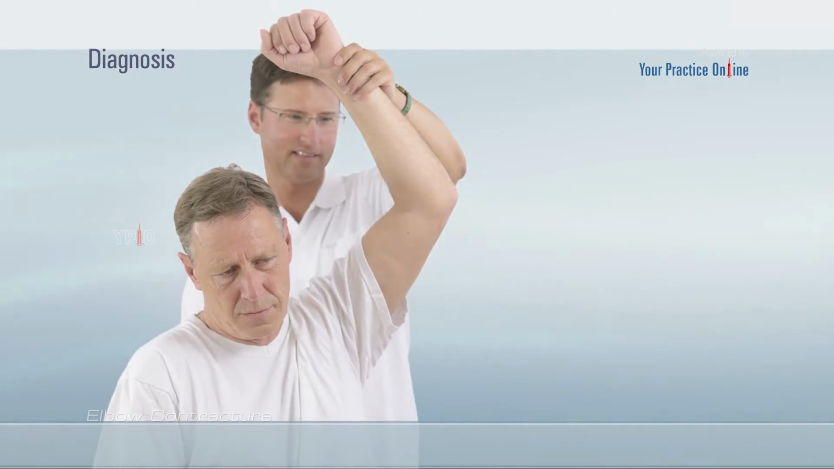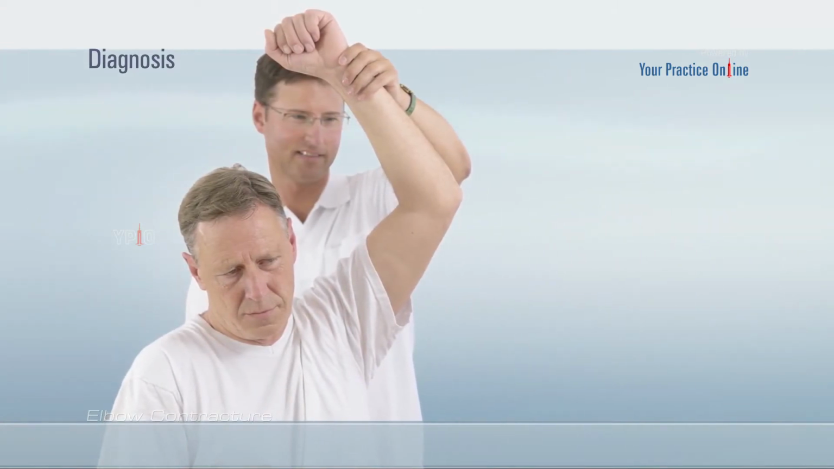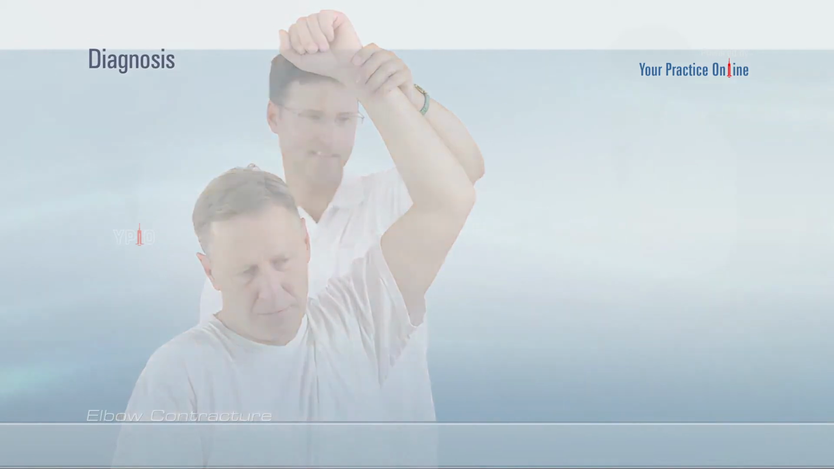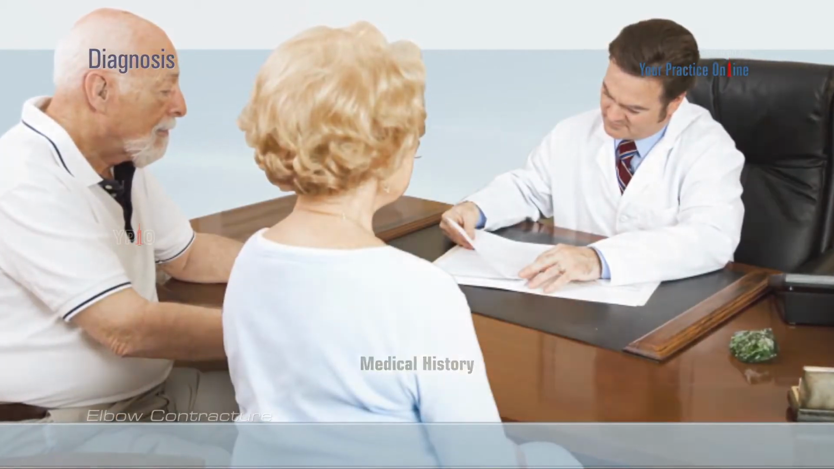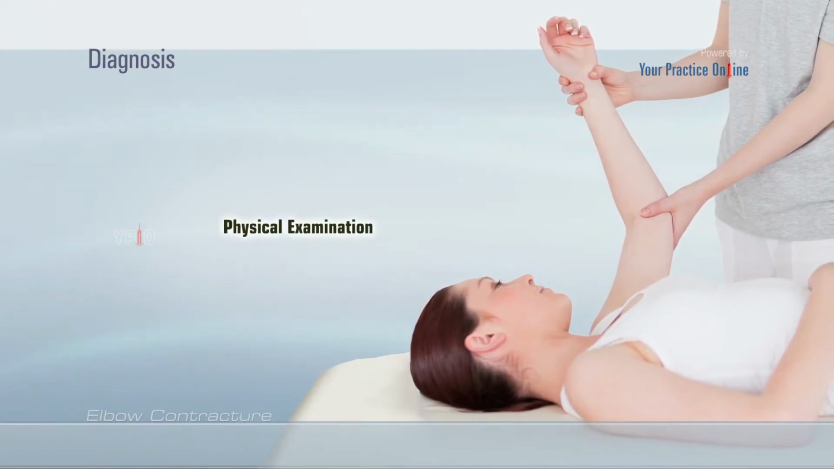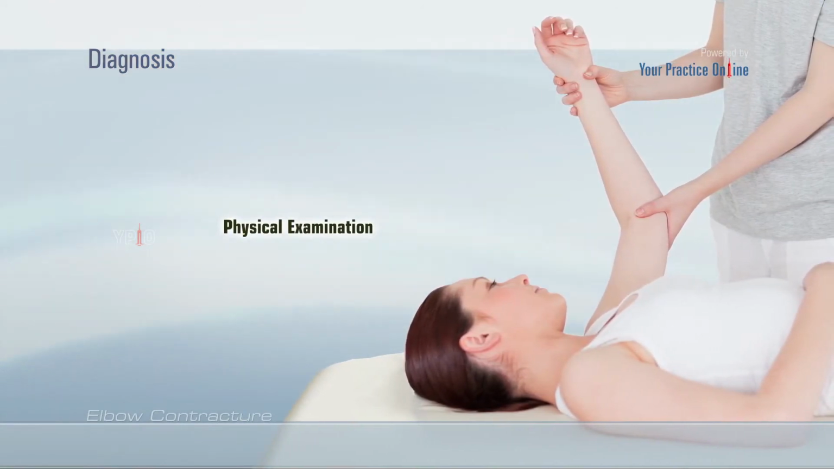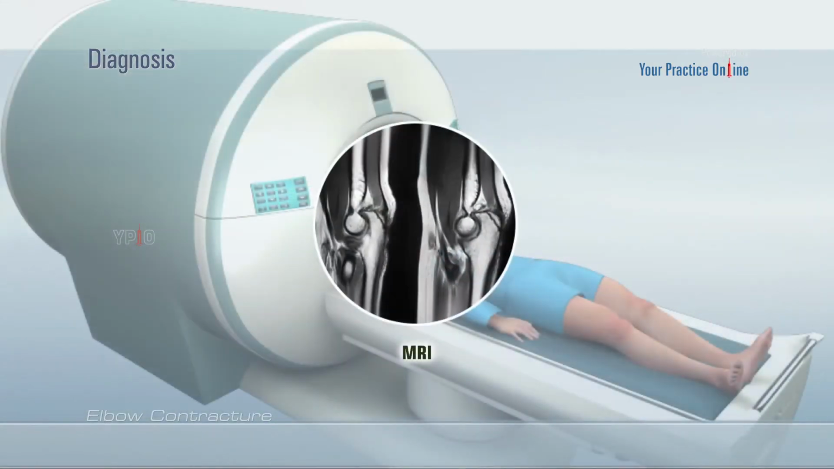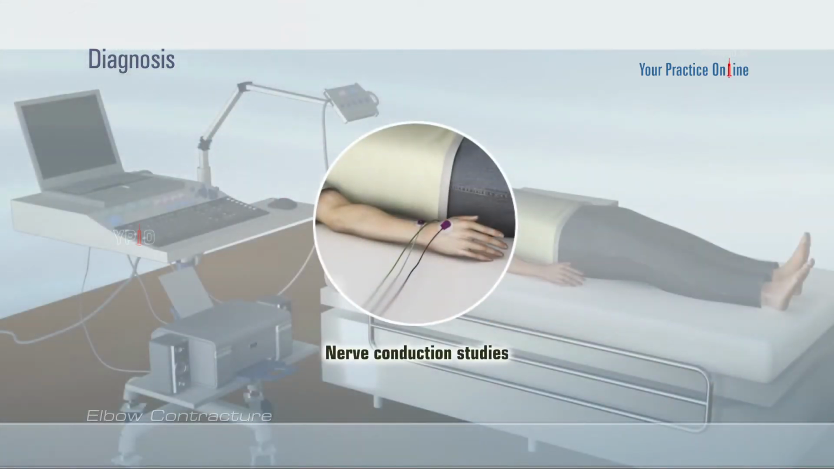Diagnosis. Elbow conditions should be evaluated by an orthopedic surgeon for proper diagnosis and treatment. Your surgeon will review your medical history and perform a physical examination and order diagnostic studies such as X-ray, CT scan, MRI, and nerve conduction studies.